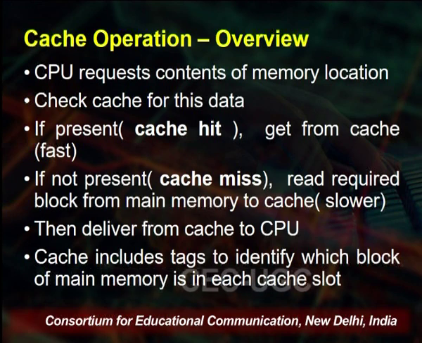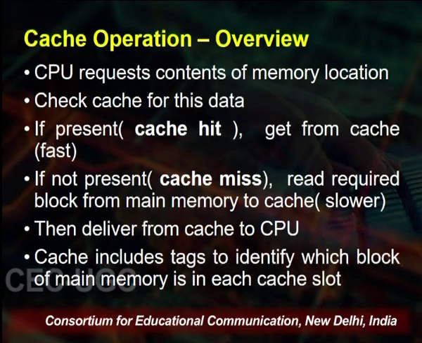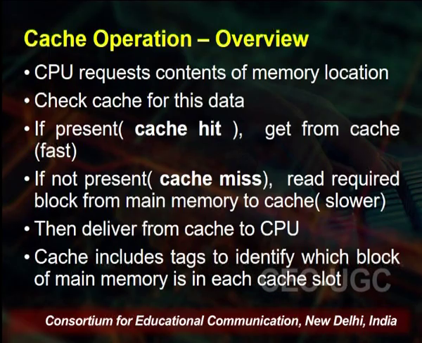Now, if the system is looking for some data, it first checks the cache. If the data is found in the cache, we say a cache hit has happened because it was found and it is used from there, retrieved from there. So, this is the fastest because cache is smaller than the main memory.